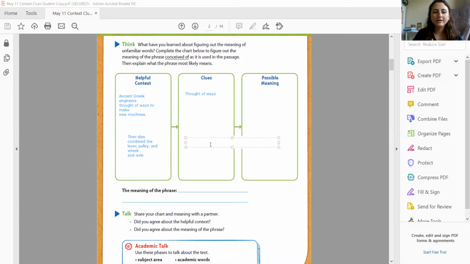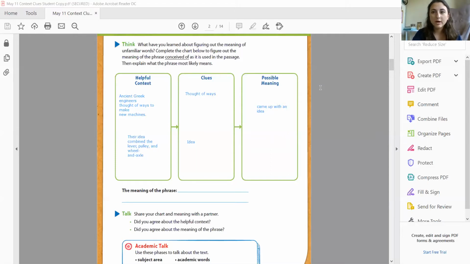And then in this other helpful context, the clue I'm getting from here is that word idea, right? They had some kind of idea to combine these things into one machine. So what's the possible meaning of what this word conceived is as it's used in the passage? So I can kind of see now, using these clues, that the word conceived might mean that the ancient Greeks came up with an idea, right? They thought of different ways, they came up with some kind of idea, okay?